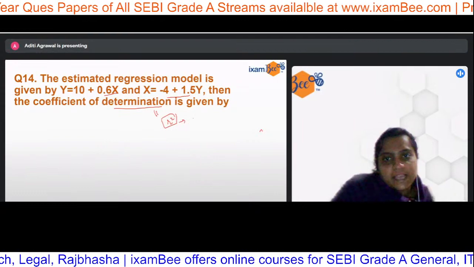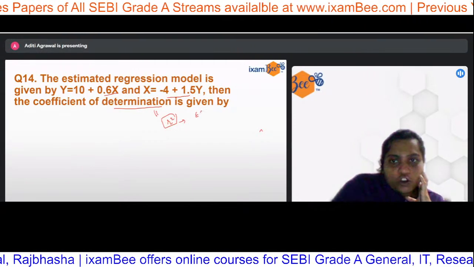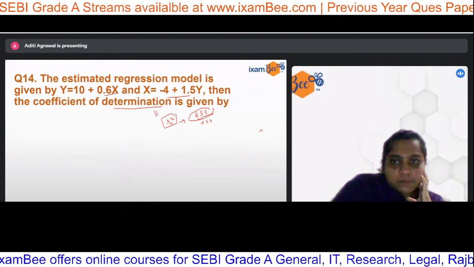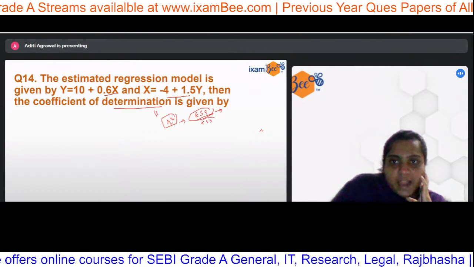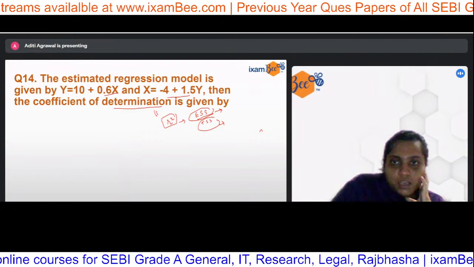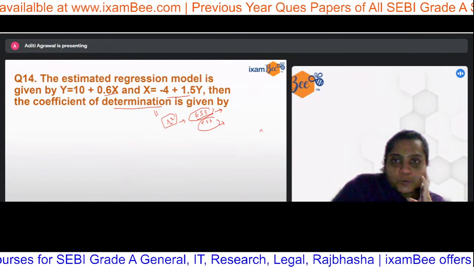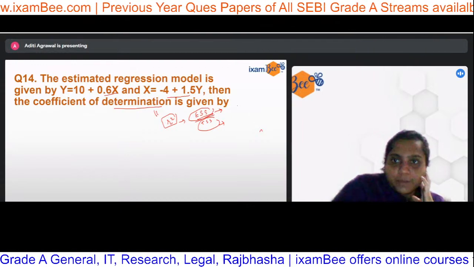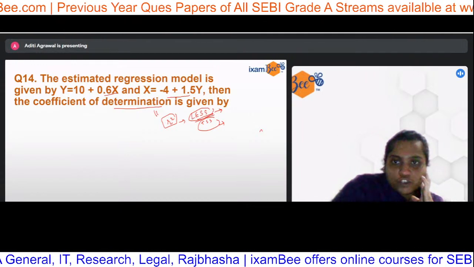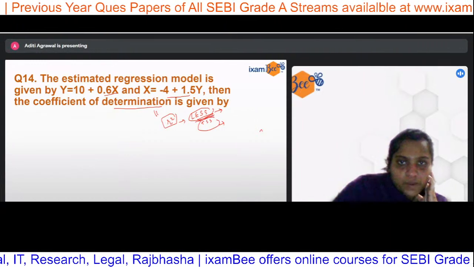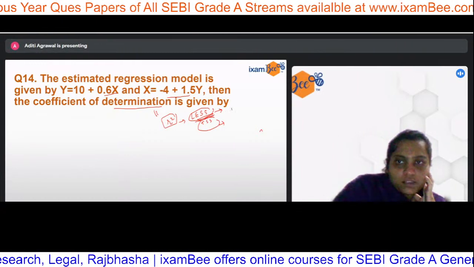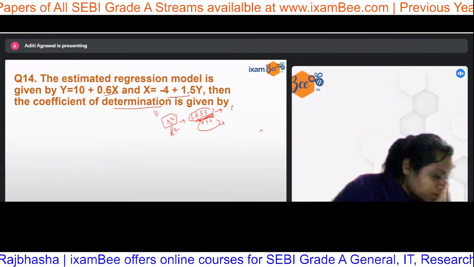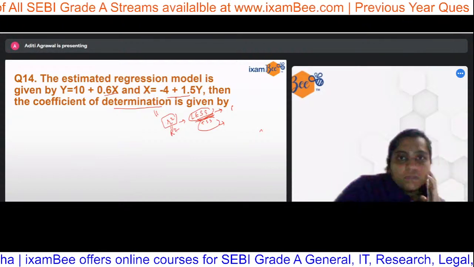Basically, it is the ratio of ESS upon TSS. So ESS is the explained sum of squares and TSS is the total sum of squares. So it is telling you the proportion that is being explained by the independent variable for the dependent variable. It's the ratio of explained sum of squares to the total sum of squares. And in the simple regression model, this coefficient, capital R square, is equal to small r square. It's the same thing, right?